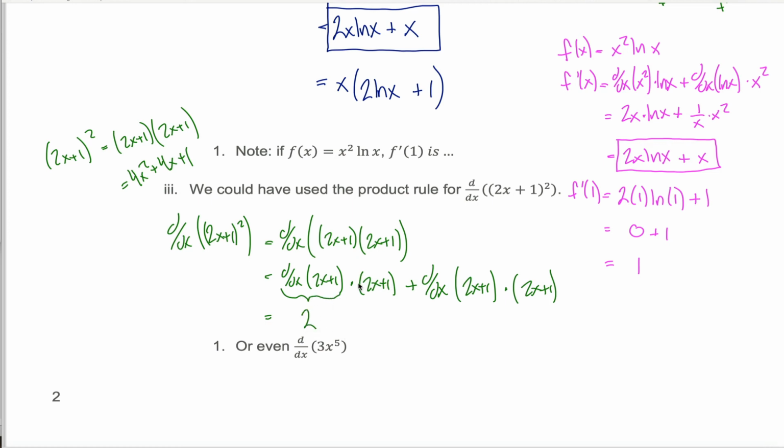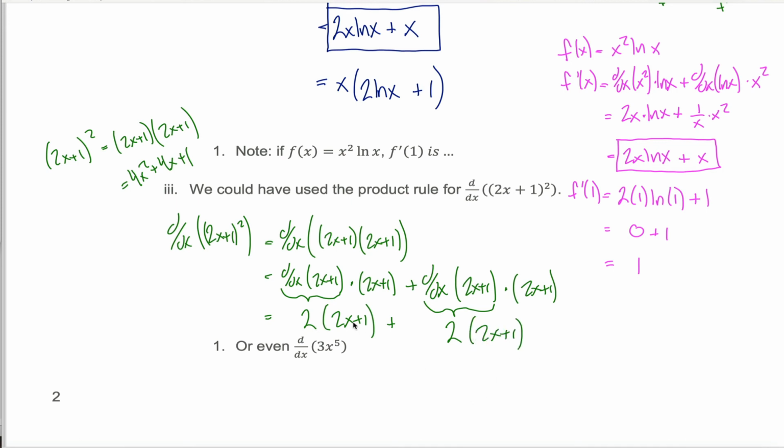We don't take the derivative here. There's no d over dx symbol out in front of it, so I'll just leave that 2x plus 1 alone. Now I take the derivative of this 2x plus 1. The derivative of this 2x plus 1 is again just equal to 2. And then I don't take the derivative over here, so I get again 2x plus 1.